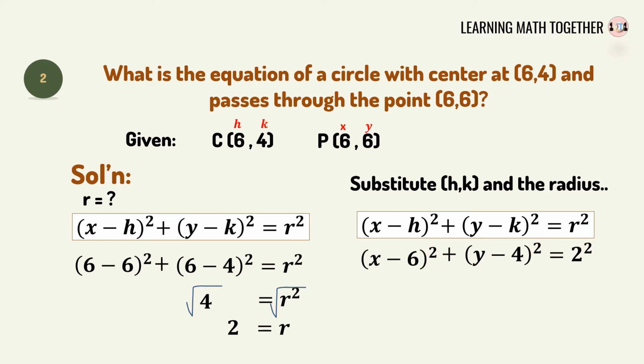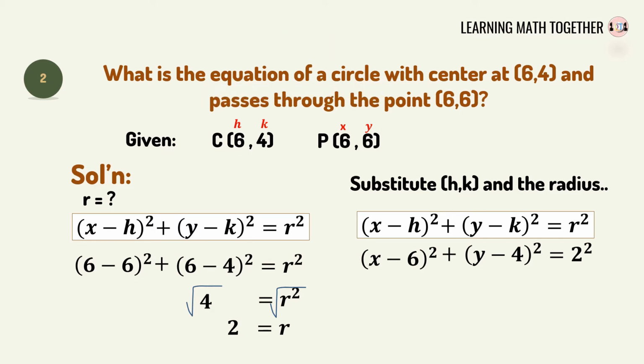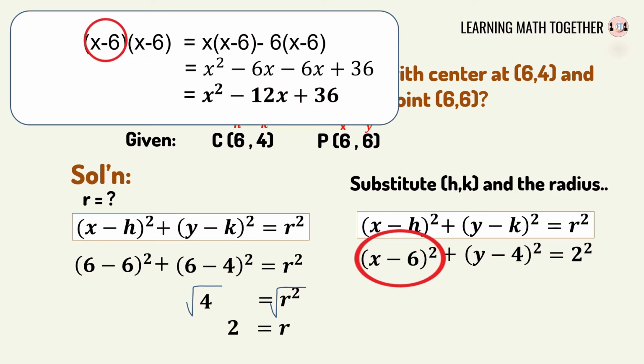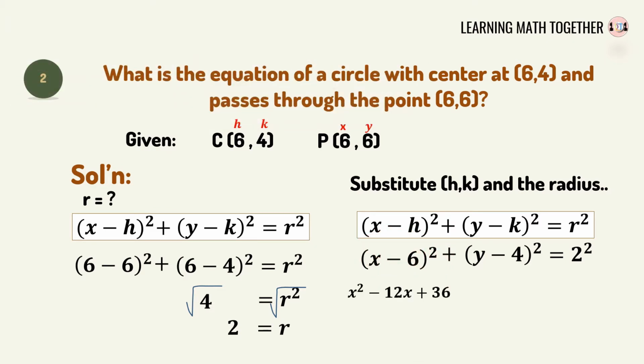Then let's simplify this one. Because we're tasked to give the equation, that means it should be in general form. So let us expand (x - 6)². (x - 6) times (x - 6), you can use the distribution method. There we have x² - 12x + 36, and we will write that here.